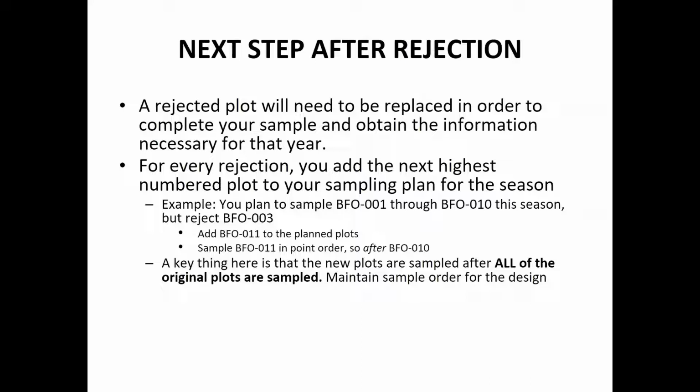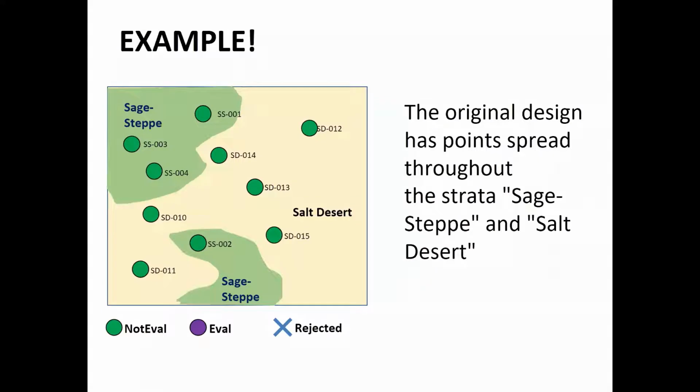Also note that if you have a stratified design, you do this on a per stratum basis. So if you reject a grassland point, you'd add the next highest ordered grassland point to the end of the sampling plan. Same goes for revisit and non-revisit points. You replace them with the next of the same kind of point. Remember that our spatial balance is preserved by going through the points in order. So don't immediately sample the replacement point. Wait for it to come up in the sampling order. We'll work through an example in the next few slides. Note that these are stratified examples because those are more complicated, but the principles are the same for all designs.